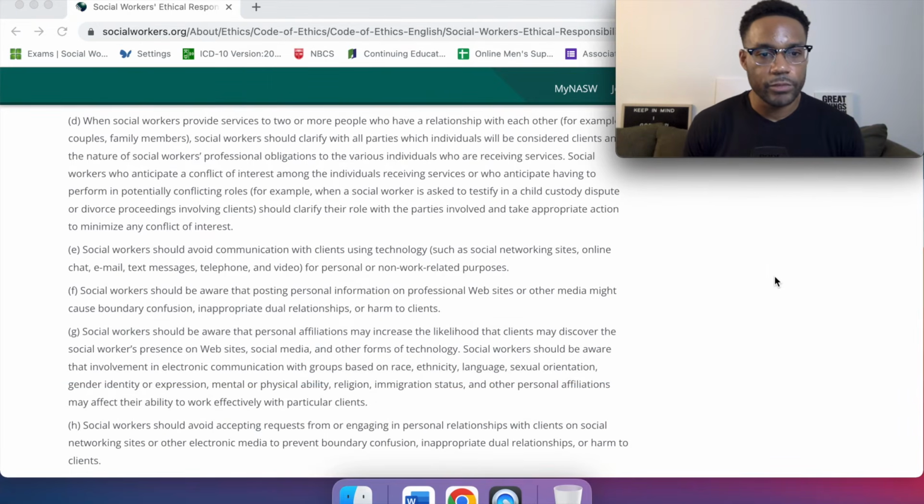G, social workers should be aware that personal affiliations may increase the likelihood that clients may discover the social worker's presence on websites, social media, and other forms of technology. Social workers should be aware that involvement in electronic communication with groups based on race, ethnicity, language, sexual orientation, gender identity or expression, mental or physical ability, religion, immigration status, and other personal affiliations may affect their ability to work effectively with particular clients. So this is really bringing into account our natural bias, right?